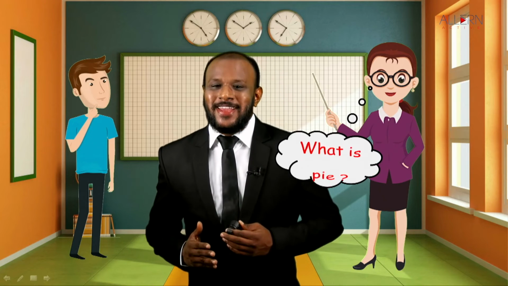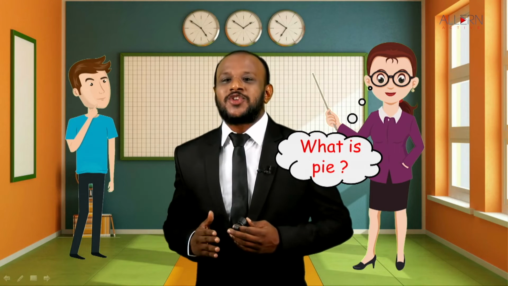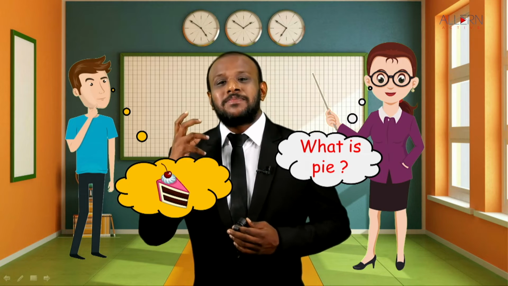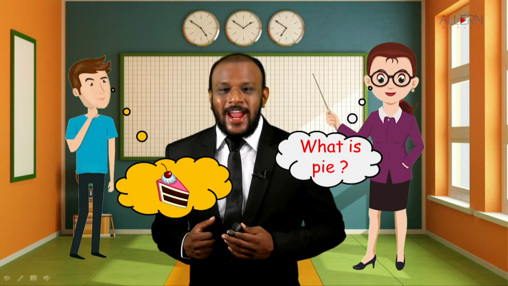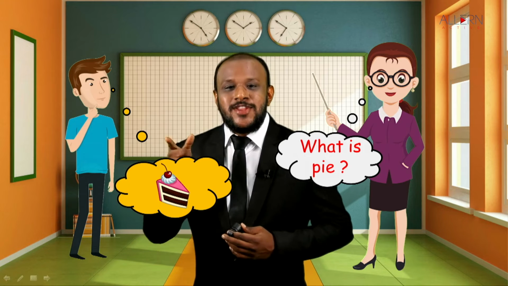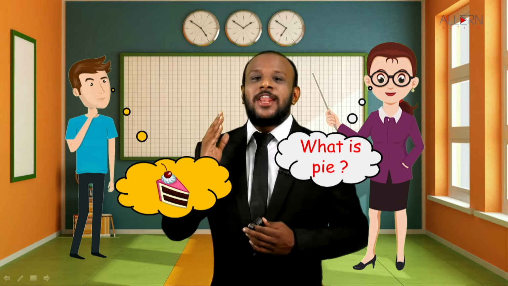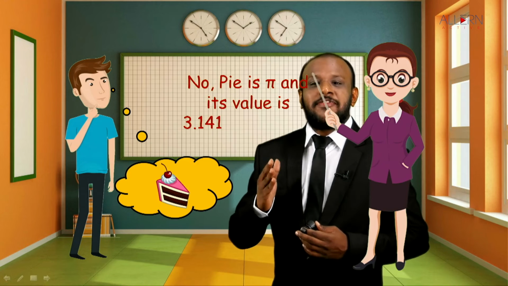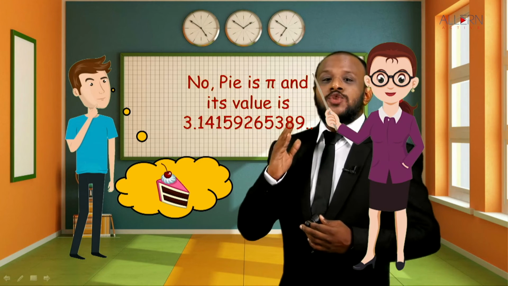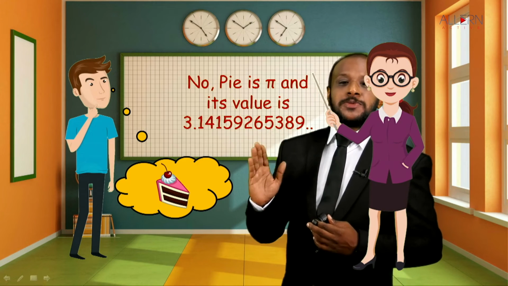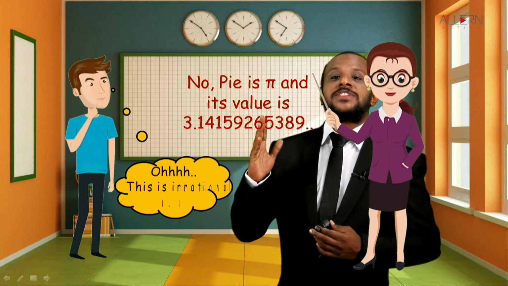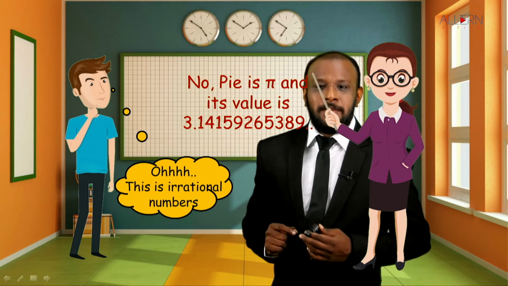Now your teacher asked, what do you mean by pi? The first thing that strikes your mind is a cookie or a chocolate, something like a baked item, right? But the teacher said, no, the value of pi is 3.14 and so on. This particular number is not a rational number. There are some numbers which are said to be irrational numbers.